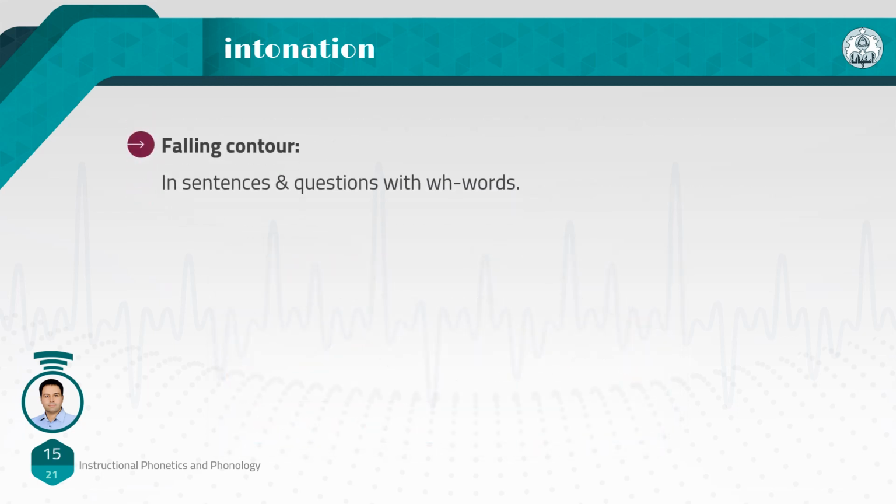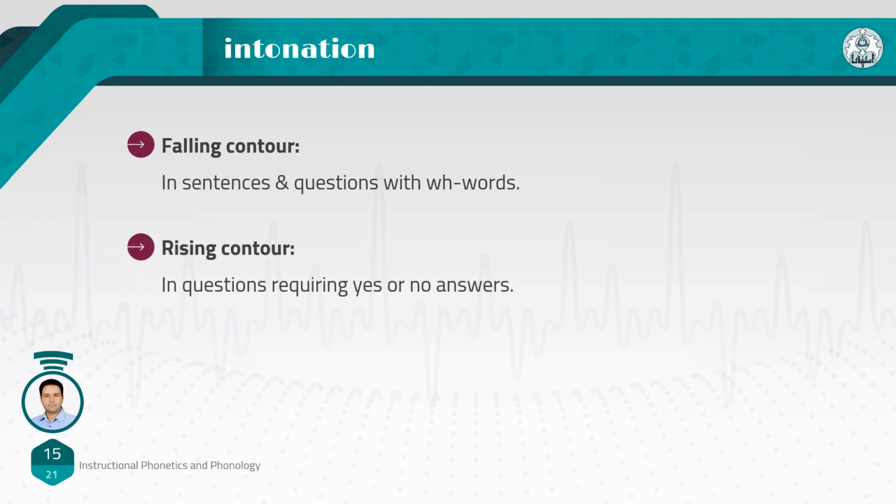Falling contour happens in sentences and questions with WH words. Rising contour happens in questions requiring yes or no answers. Look at this example. Rising contour is typical in questions requiring the answer yes or no, as exemplified in this sentence. Will you mail me my money?